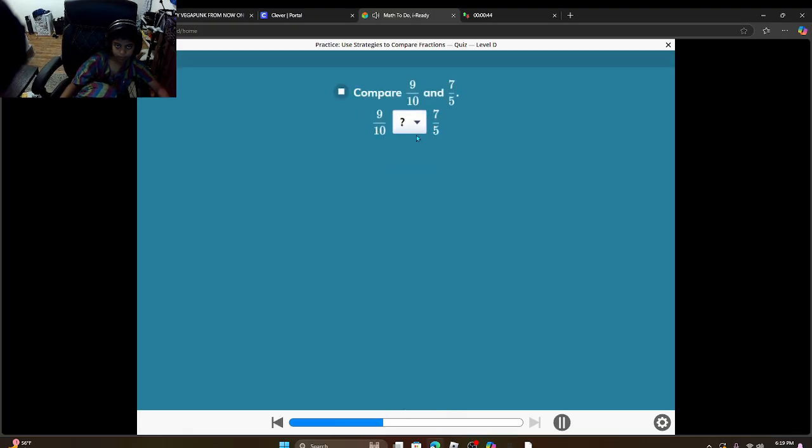Compare 9/10 and 7/5. 7/5, not 7/2. This one's bigger because it's bigger than the whole. But under so much pressure, there's 20. Compare 5/12 and 4/6. Now I have no more pressure. 4/6 is bigger than 5/12 because this is 2 times as big as this. So yeah, this is bigger.